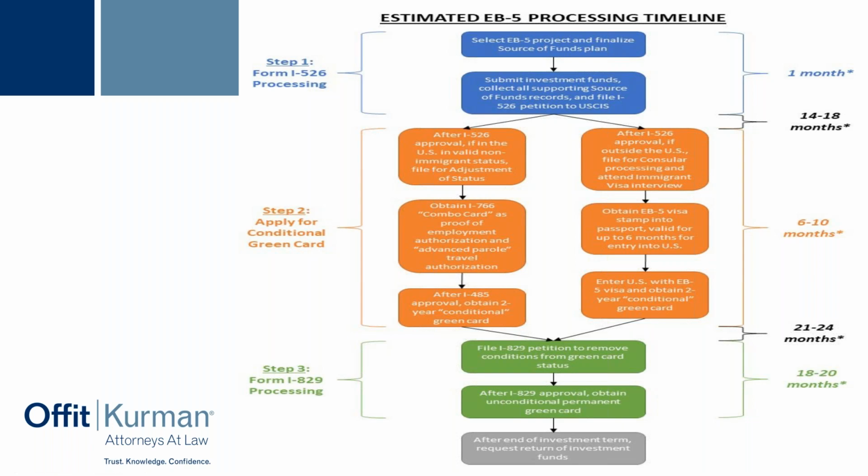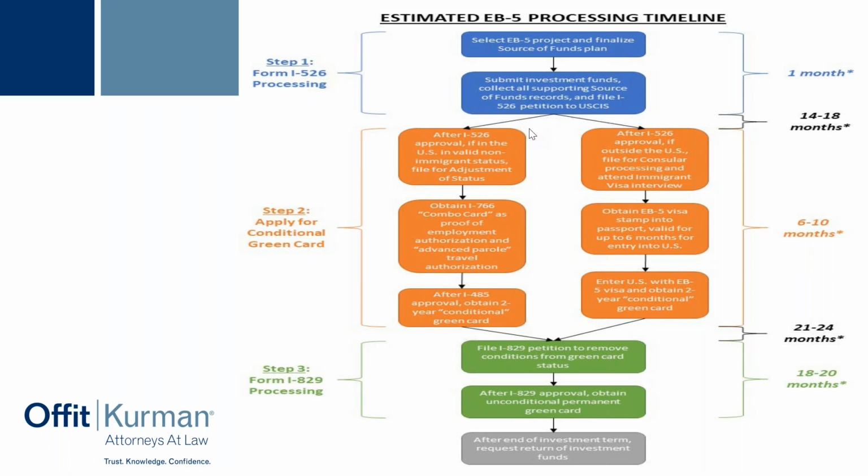So the first part here, at the top, you've got the initial processing in blue. This can be done in about a month's time, if the investor is serious and prepared to move ahead. And then the filing of the I-526 can take more than a year, like a year and a half. Okay, so 14 to 18 months is that time frame.